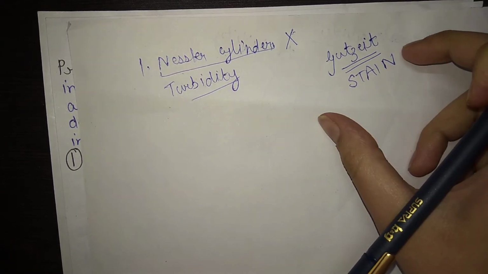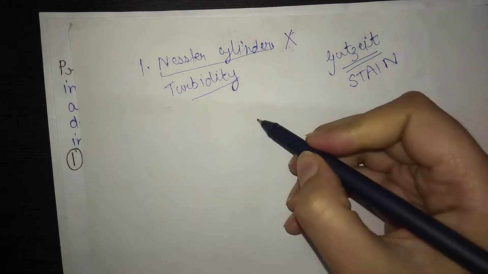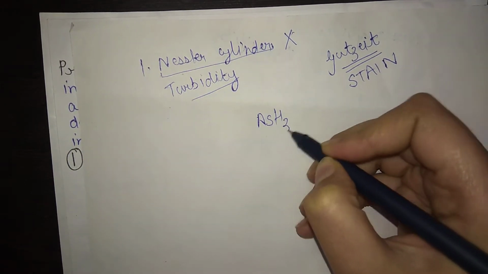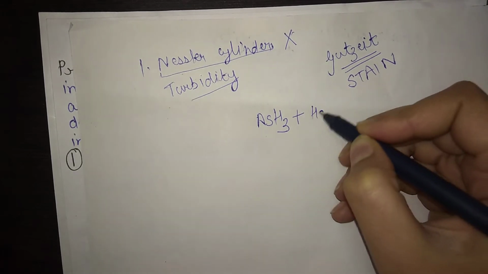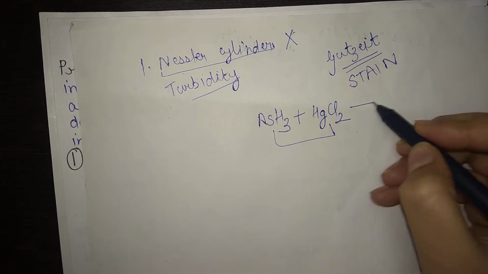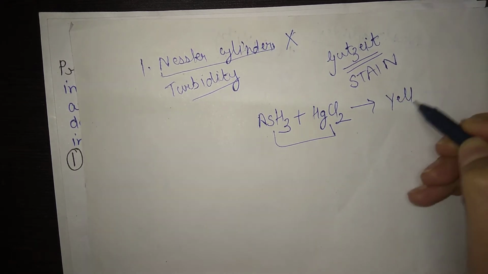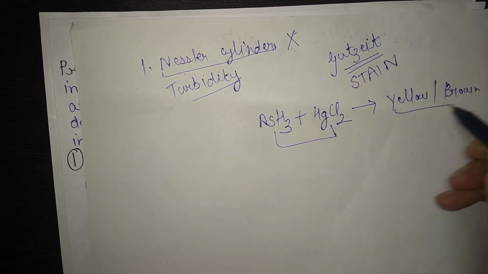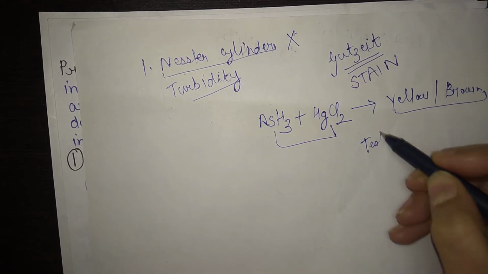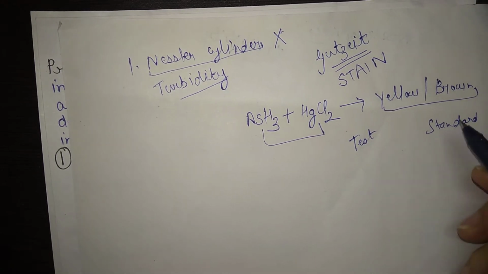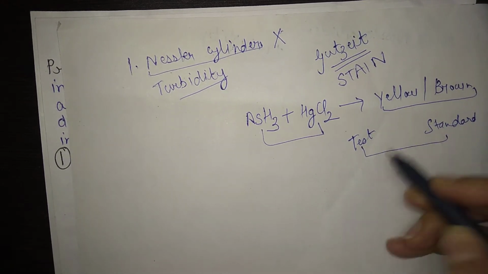Now how will the stain be produced? In this test arsine gas is evolved. Arsine gas, or arsenic gas, is evolved, which reacts with mercuric chloride paper. Now when it reacts with mercuric chloride paper, what happens? A yellow or brown stain is produced. This stain will be produced both by the test solution as well as by the standard solution, and the intensity of stain produced by these two solutions is compared.